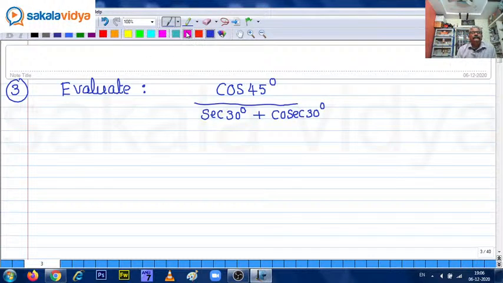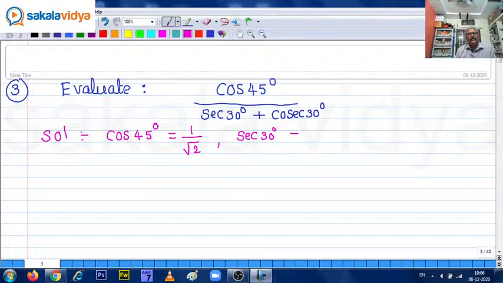Now solution. Cos 45 degrees equals 1 upon root 2. Secant 30 equals 1 upon cos 30. Cos 30 equals root 3 by 2, so 1 upon root 3 by 2, which you can remember as 2 upon root 3. So if you know the cos 30, secant 30 you can easily write.